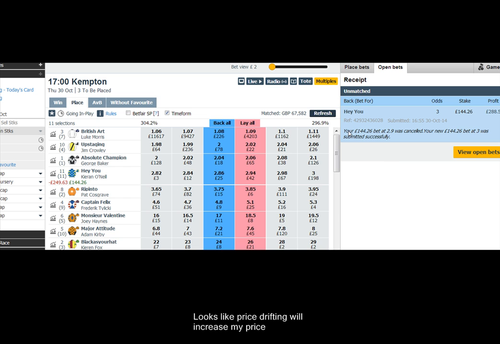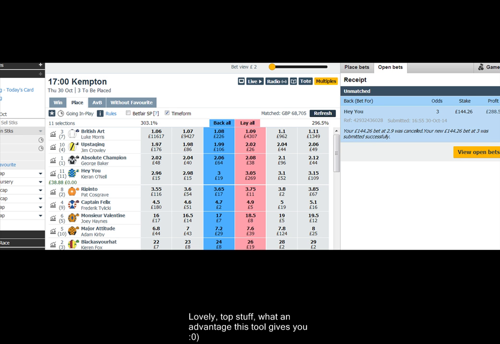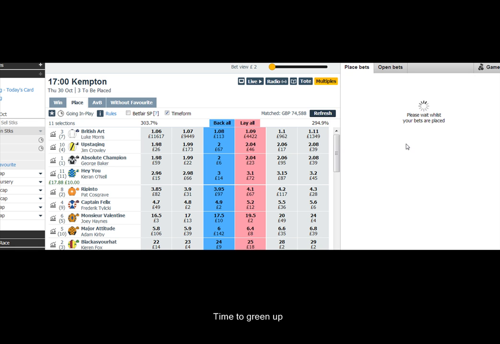has such great potential. So we're back in at 3, which our tool is saying that we should get matched, and there we go. We got £38.88 spread on just the one. So we'll green that up in a sec, take a guaranteed profit. Just lay that off. Time to green up.